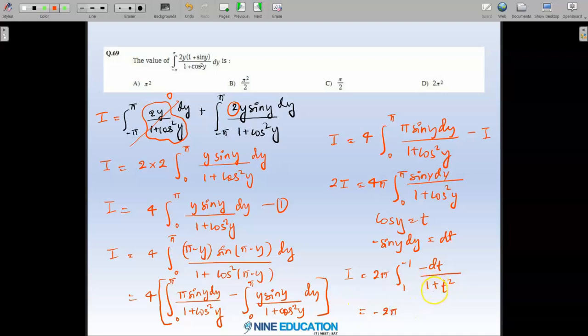and this is 1 + t square in the denominator, so it is tan inverse of t. So on tan inverse t, if I put the limits 1 to minus 1, at minus 1 it will be minus pi by 4, and at 1 it will be pi by 4. So this is the answer for this tan inverse portion. So that is minus pi by 2 overall, and already we had minus 2 pi here. So it is basically simply pi square, which is option number A.